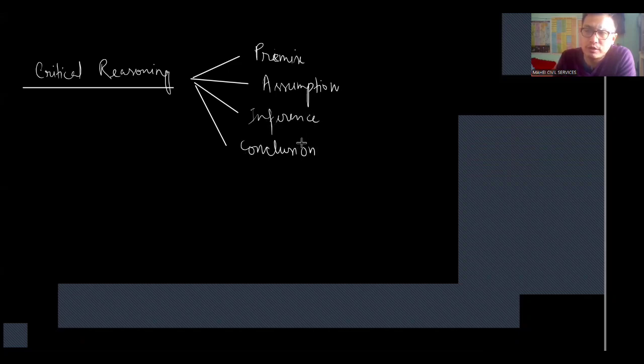So first let's try to know what is the premise. I don't know my pronunciation; I think premise is spelled P R E M I S E. Then second, we will talk about assumptions, and in third we'll talk about inference, and fourth we'll talk about conclusion. So we'll begin with premise.